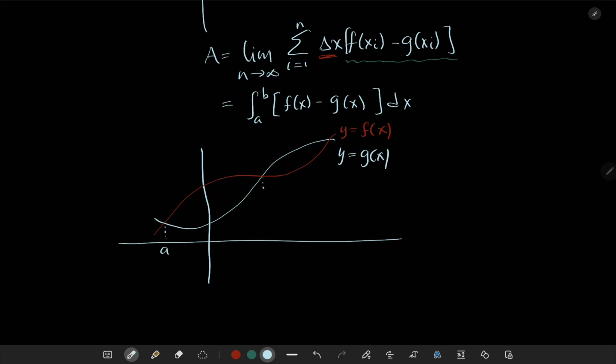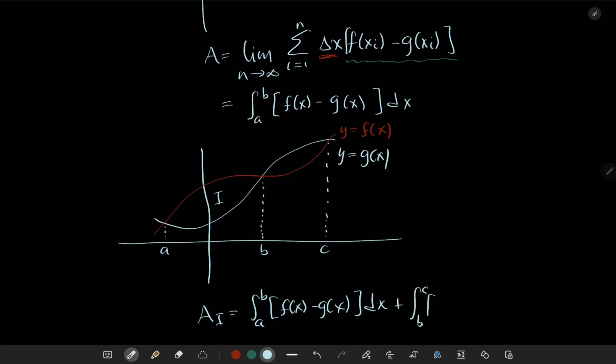So from A to B, you get that area here, so let's call it area 1. So area sub 1 is going to be the integral from A to B, and for that region, the function on top is going to be f of x. So you put it first, and then from B to C, the behavior changes. So you'd have to go from B to C. But now you don't do f minus g, because the one on top is no longer f. Now it's g.